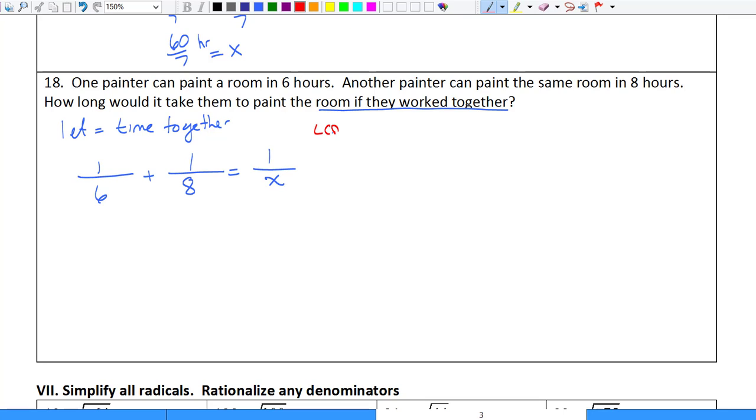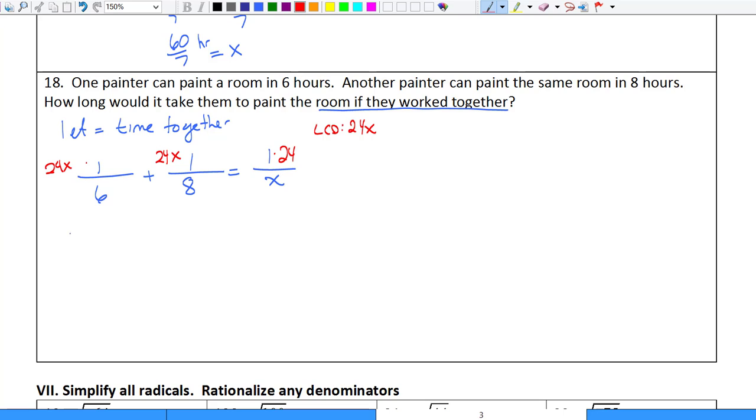My LCD, when I'm trying to solve this, 6 times 8 times x would be a common denominator, but 8 and 6 have a common factor of 2, so the LCD between 6 and 8 is actually 24. 24 can be divided by 6, 24 can be divided by 8. If you used 48, that's fine. 24 is just a little bit smaller, which means our numbers are going to be smaller. So I'm going to go ahead and use the least common denominator.